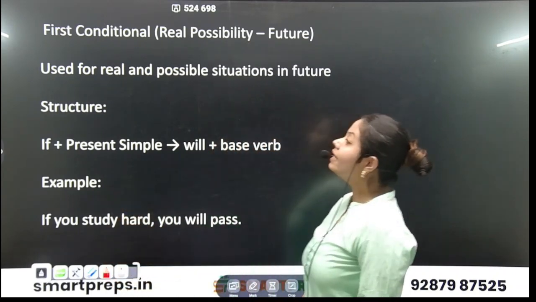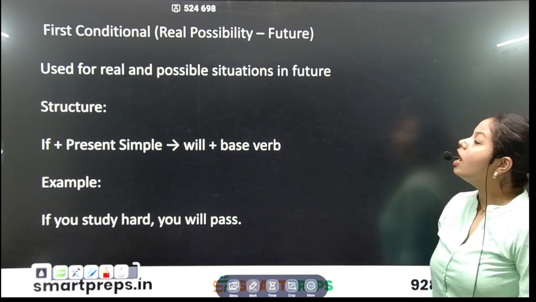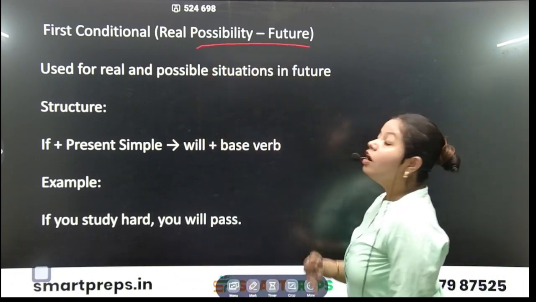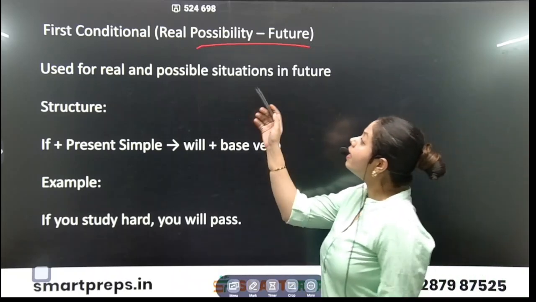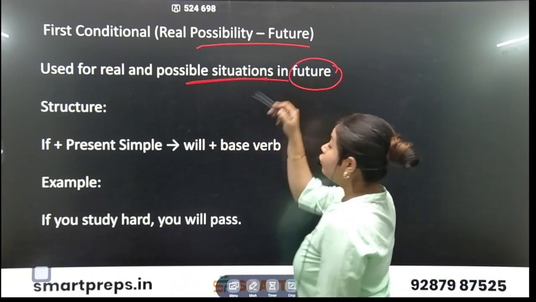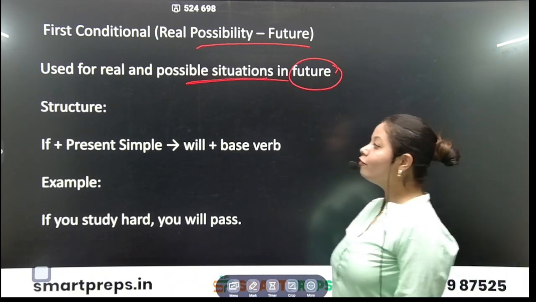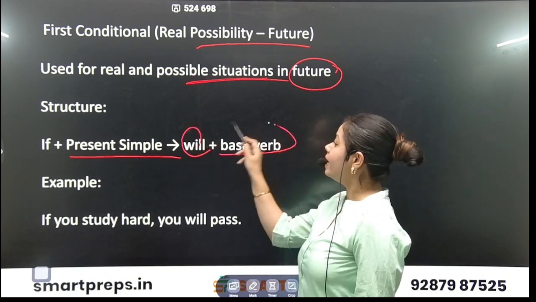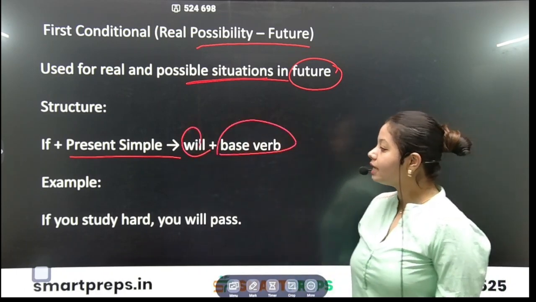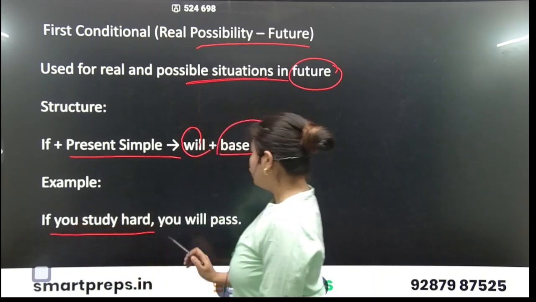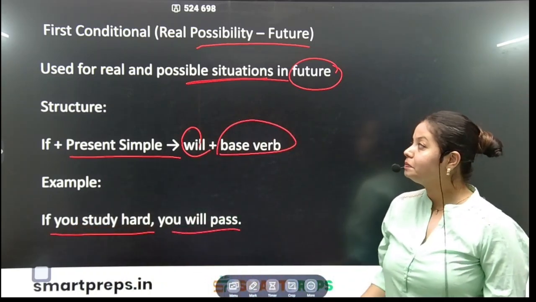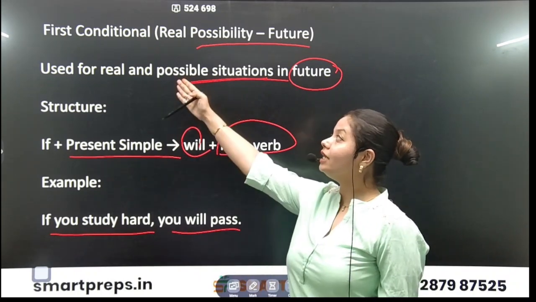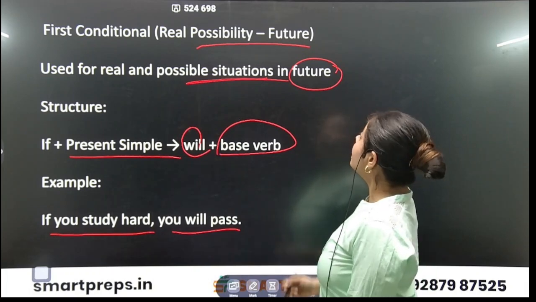Second is first conditional. First conditional is used for real possibility in the future, for real and possible situations in the future. The structure will be if plus present simple, will plus the base verb. For example, if you study hard, you will pass. Since we are understanding conditional mood, the first conditional will always be for the future.